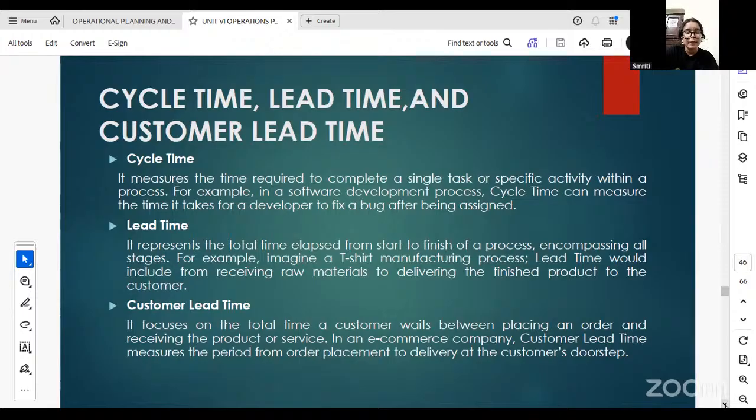Customer lead time. It focuses on the total time a customer waits between placing an order and receiving the product or service. In an e-commerce company, customer lead time measures the period from order placement to delivery at the customer's doorstep. E-commerce companies are trying to reduce this. If you pay them extra, they reduce the lead time. The moment you place the order, you might get it in 1 day or 2 days or maybe weeks. So this affects your customer base.